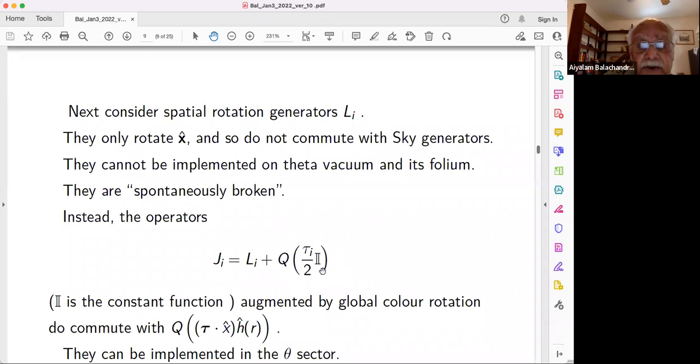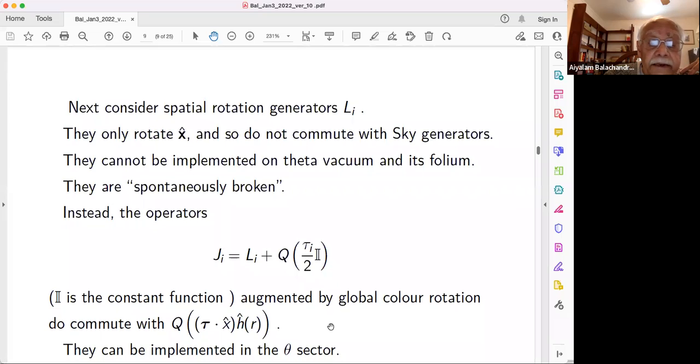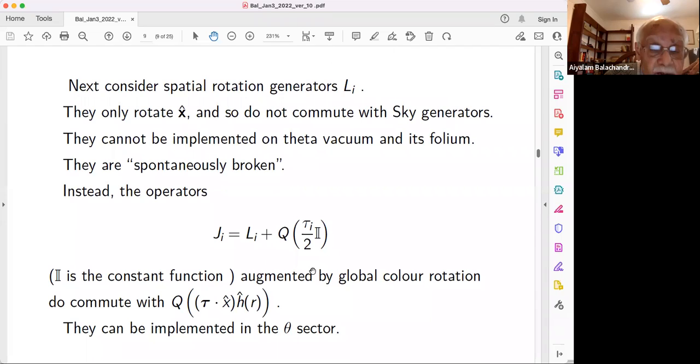So this object also rotates the taus, and this combined operator will definitely commute with the gauge transformation I am making. Okay? So this operator is augmented by this color transformation, and this operator can be implemented in the theta sector. Okay, there is no problem with that. Okay, but the spin representations of this.